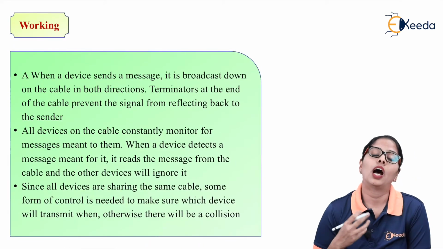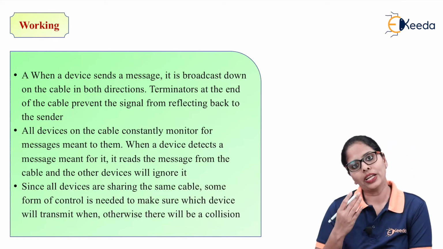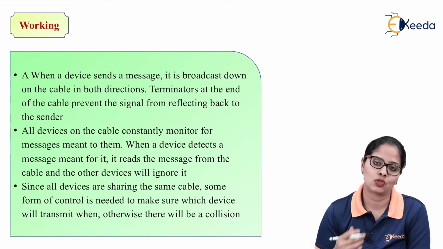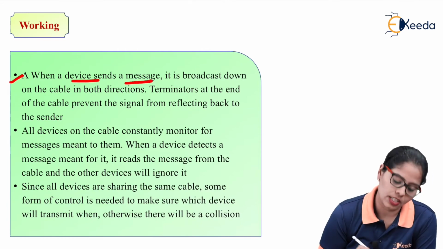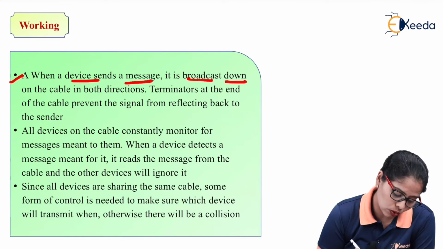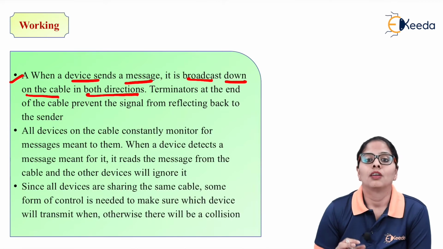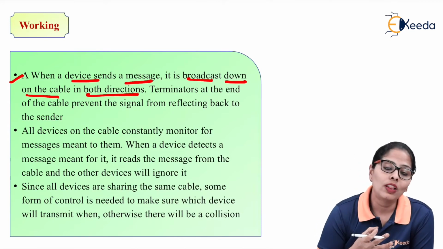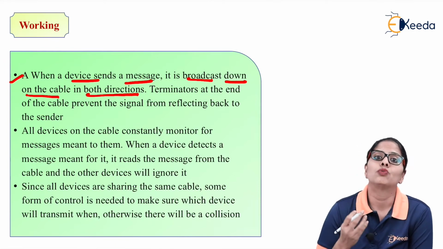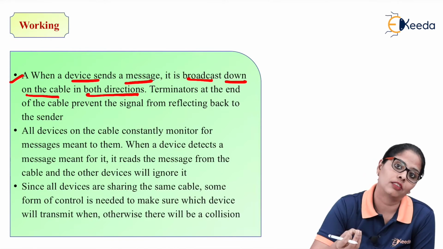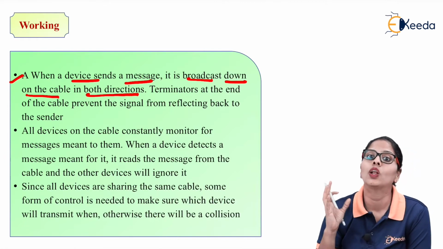Now let us discuss how the working takes place. As you know, it is a shared link. So how will one computer send the data to the other computer? What are the different steps that take place? When a device sends a message, it will broadcast it down the cable in both directions. Broadcasting means sending the packet to all the links or all the nodes. For example, in unicast, you send the packet only to the destination. But broadcasting means from that point, it will send to all the points.